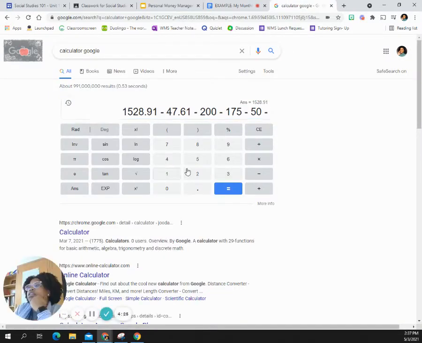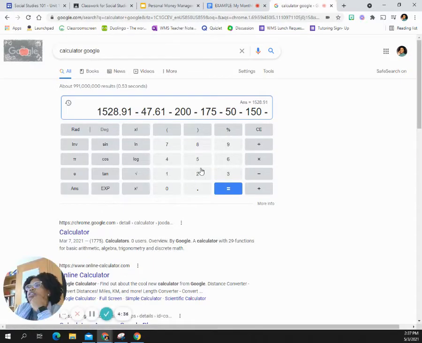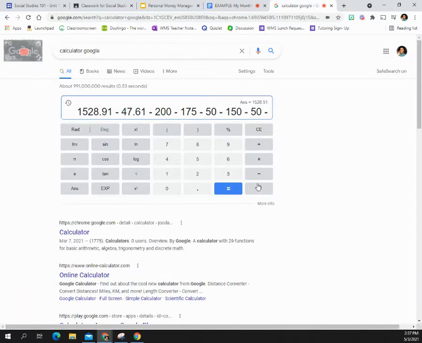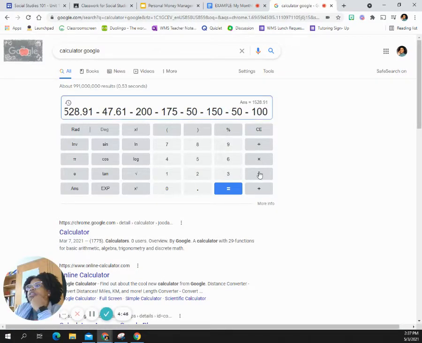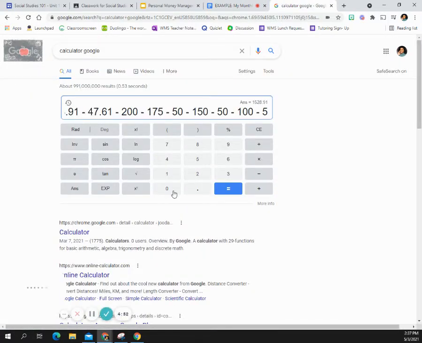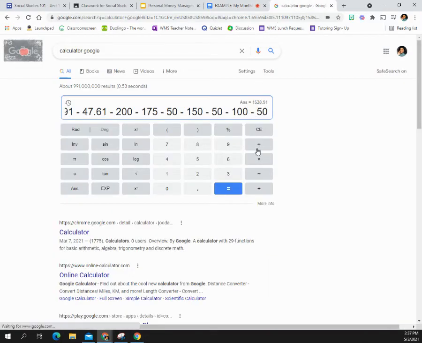$150. $50 for entertainment. $100 for champ. $50 for beauty. And then the last thing that you're going to subtract is going to be your savings account. So that'd be $644.58 for me.